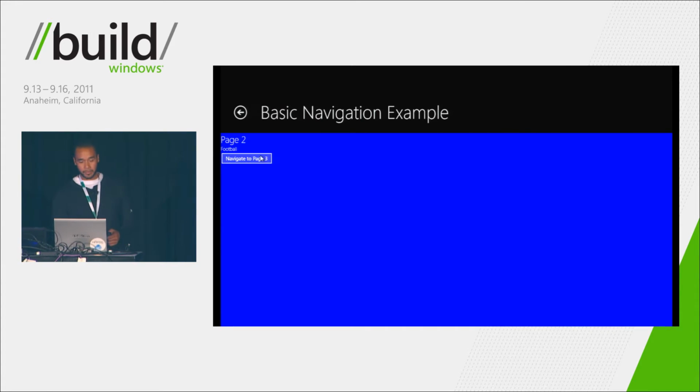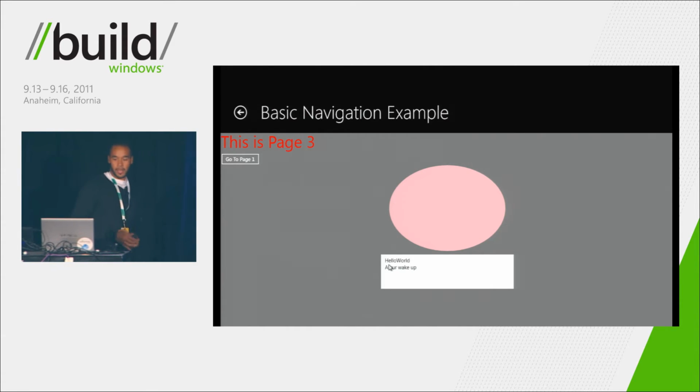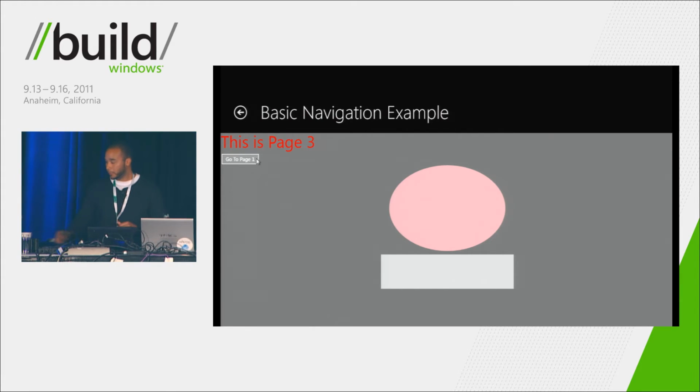I can even navigate to page 3 and type in a text box over here. Hello, world. And then I, again, navigate back to page 1. But if I go back, it's all gone again. Why is that happening? Those are some of the caching semantics that we actually want to discuss.